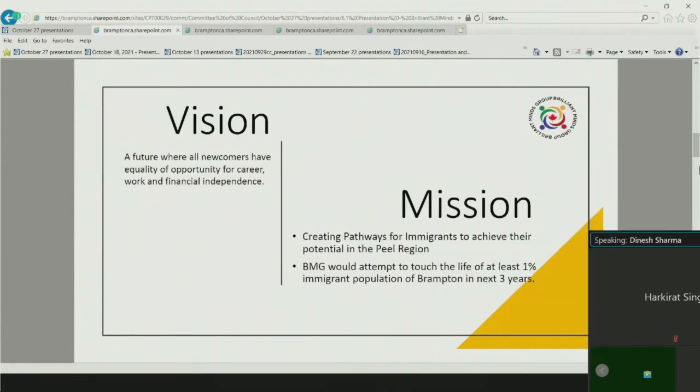What's our vision? Our vision is a future where all newcomers have equality of opportunity for career, work, and financial independence. And our mission is creating pathways for immigrants to achieve their potential in the Peel region, more importantly, in the Brampton region. BMG, as we call it, Brilliant Minds Group, would attempt to touch the life of at least 1% of the immigrant population of Brampton in the next 3 years' time. Next slide, please.